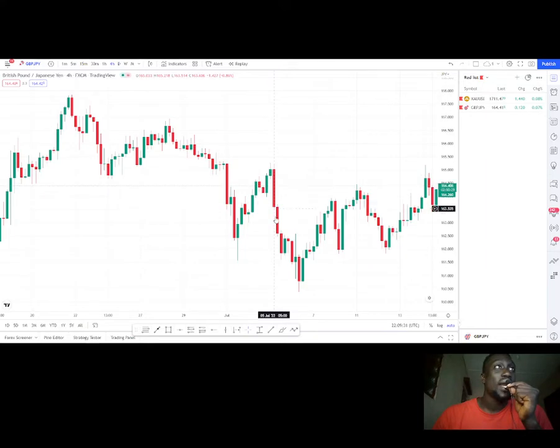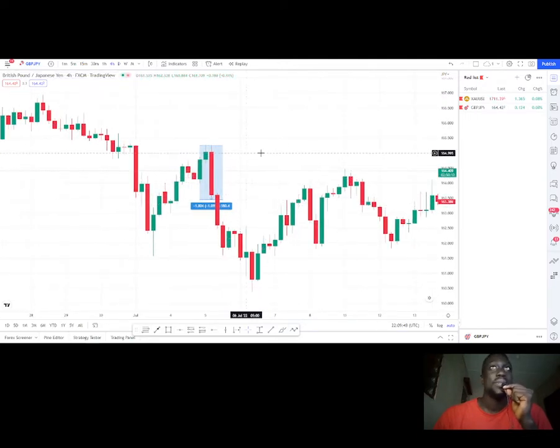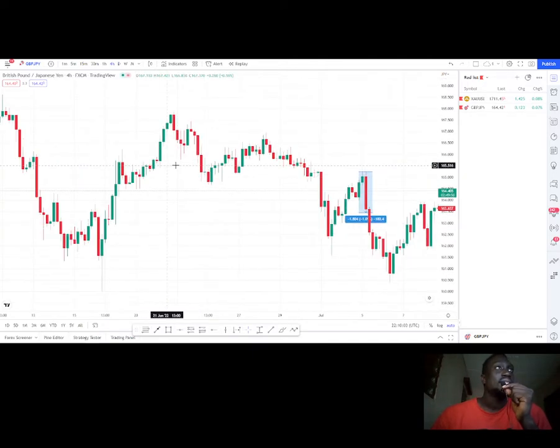So from 1 a.m. to 5 a.m., you can see this move clearly happened. This move happened, which is 180 pips. You understand? Solid 180 pips. So let's check another one.